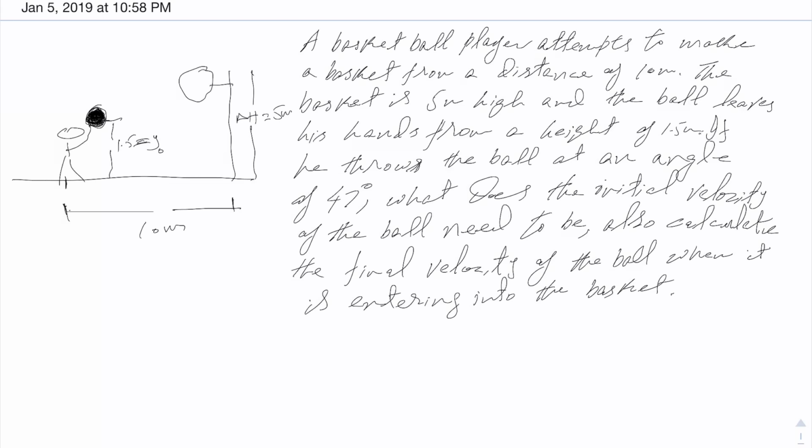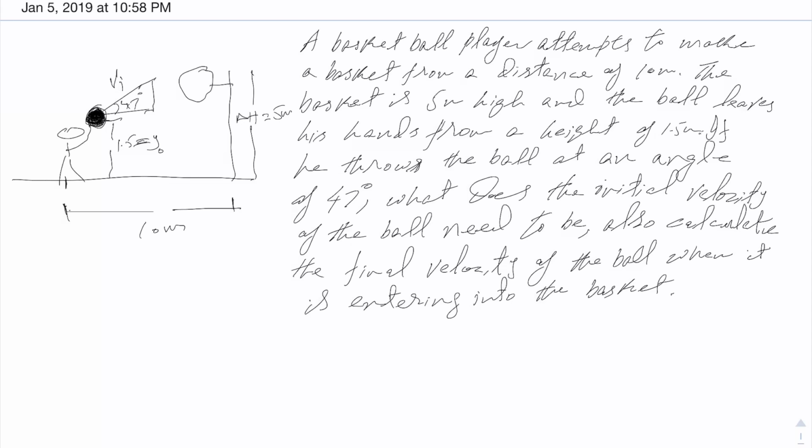If he throws the ball at an angle of 47 degrees, what this means is that when it is thrown with the initial velocity, it is making an angle of 47 degrees. So this is our initial velocity, and this must be the x component of the initial velocity.